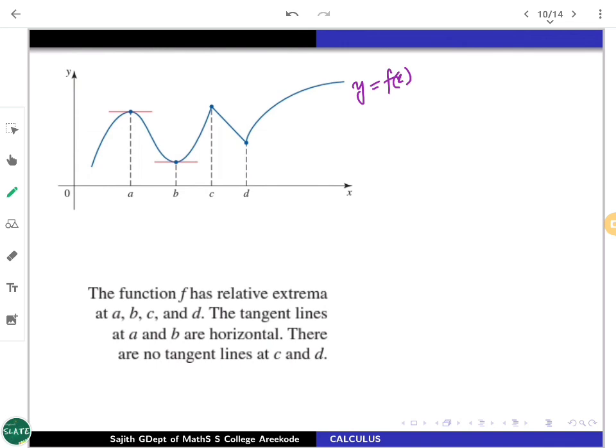At A, I have a local maxima. At B, I have a local minima. Similarly, at C, again I have a local maxima. At D, a local minima. But the behavior of these extrema at A and B is totally different from what happens at C and D. Look at geometrically what happens.